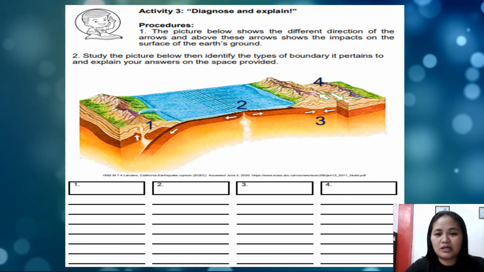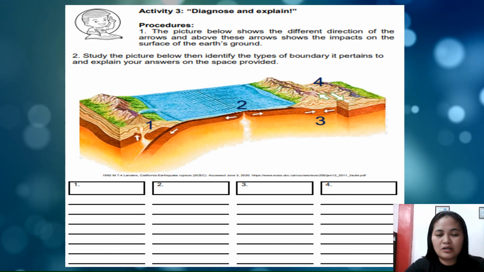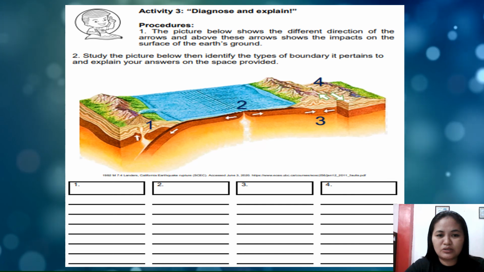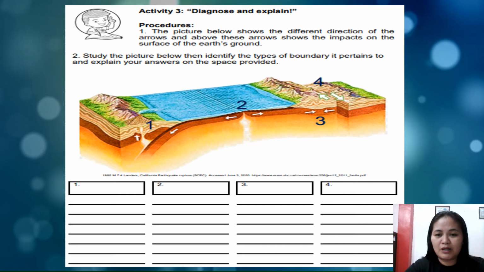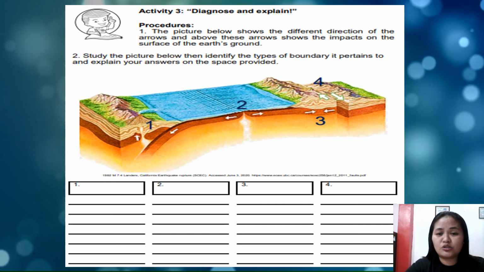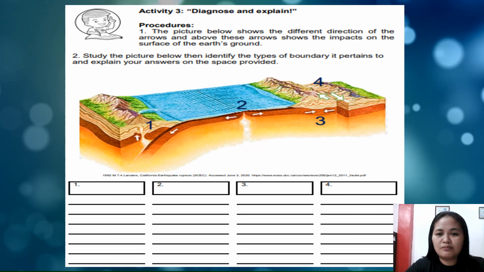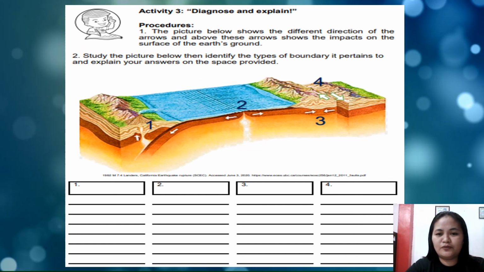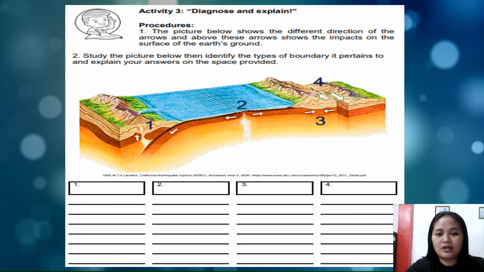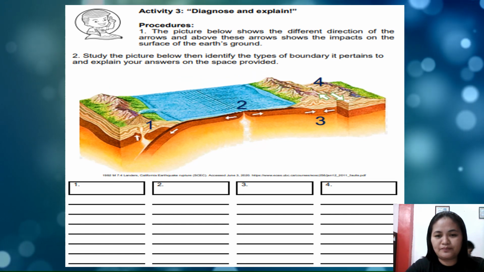Pareho silang nagbabanggaan. But, in number 1, merong oceanic na kasali. Kaya nga may vulkan dyan, oh. And then sa number 3, nagbabanggaan din, pero pareho silang continental. So, they both go up. That is why you can see mountain ranges on top of number 3. Binigyan ko na kayo ng clue, ha. Pareho ang sagot sa number 1 at number 3.